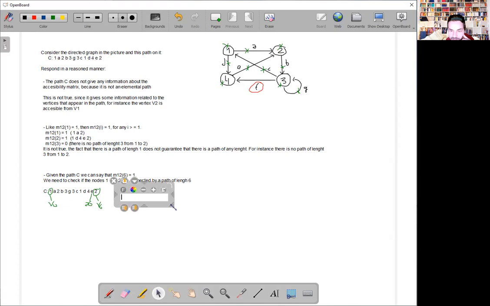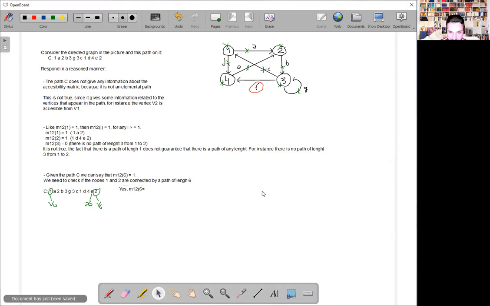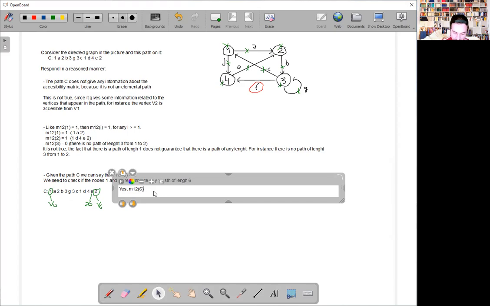So let's write it here. Yes, the position 1, 2 of the accessibility matrix of order 6 is 1, because the nodes 1 and 2 are connected by a path of length 6, given that the path C is of length 6.